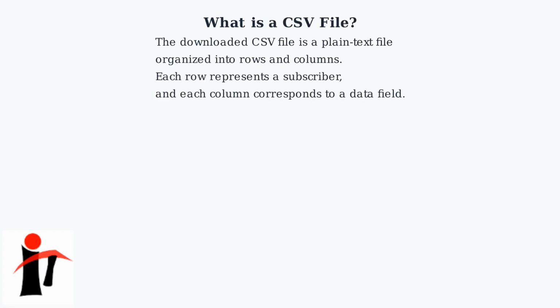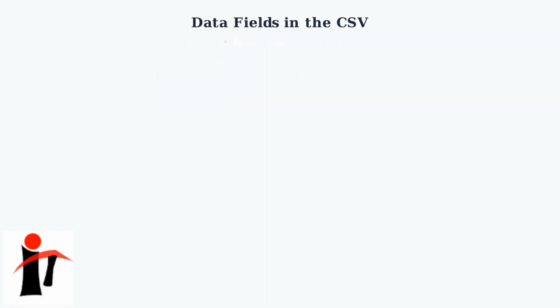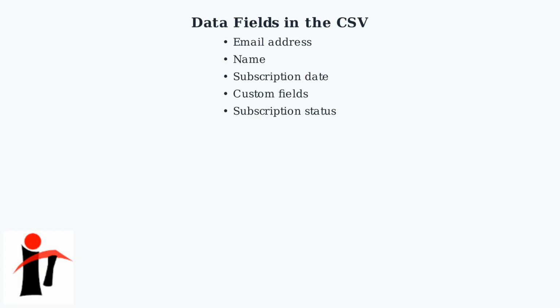Once your settings are configured, initiate the download. Note that free accounts are limited to 1,000 subscriber exports, while paid plans offer unlimited exports. The downloaded CSV file is a plain text file organized into rows and columns. Each row represents a subscriber, and each column corresponds to a data field such as email address, name, subscription date, custom fields, and subscription status.